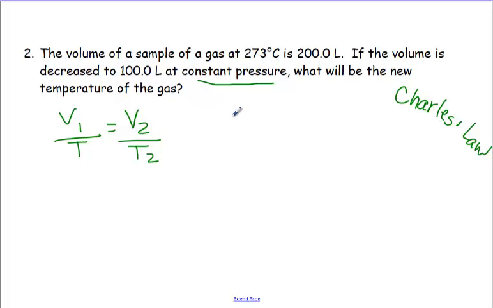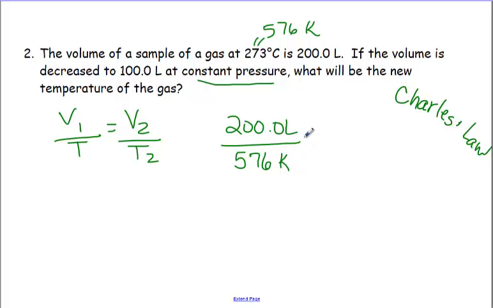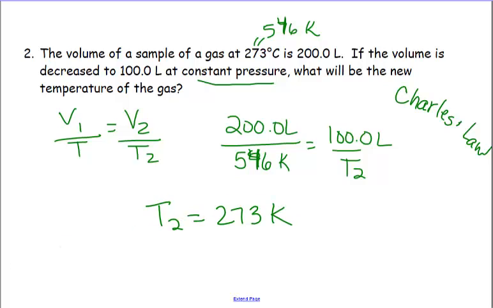Now let's set this up. Volume is 200 liters over our temperature converted to Kelvin, which is going to be, oh, I'm sorry, 546 Kelvin. Then our new temperature is what we're solving for, and the volume is at 100 liters. So we calculate and we get T2 equal to 273 Kelvin.